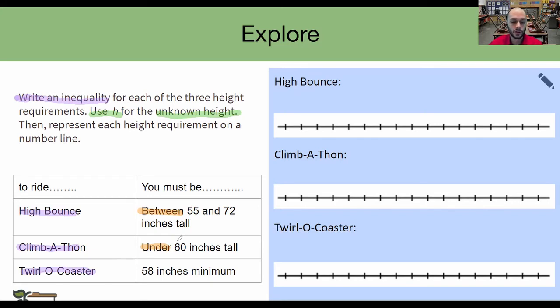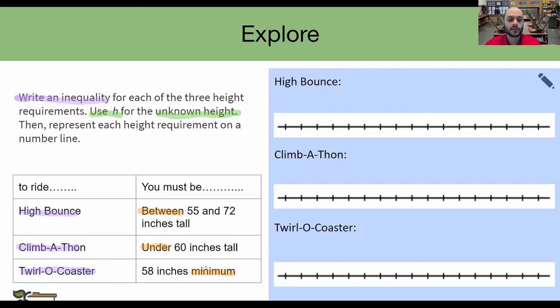Now let's take a look at Twirler Coaster. Please pause the video and let me know. 58 inches minimum. What does that mean to you? Okay, welcome back. If you said that 58 inches minimum means that you have to be 58 inches or taller, you are correct. They will not let you go on Twirler Coaster unless you are that specific height. If you are less than 58 inches, they will not let you ride. You have to be exactly 58 inches tall or more.